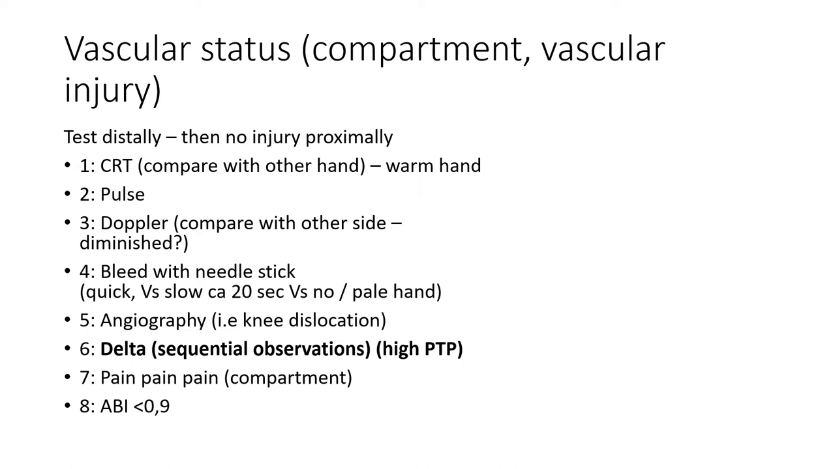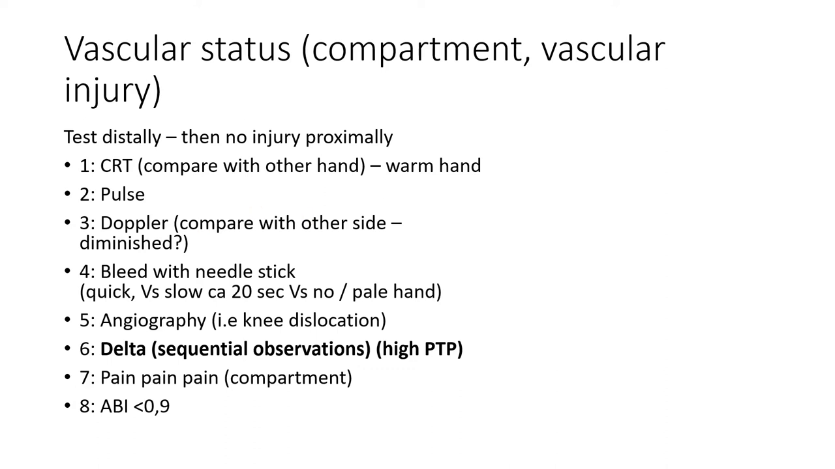You can check for pulses, but we know how unreliable that is from the literature, at least if it's an emergency and it's really bad, from the literature on CPR. You can use Doppler. It doesn't rule out anything, but it's important to notice whether it's diminished. Like, you do a dichotomized version: is it good, bad, or diminished? Because then you can compare it with the other side.